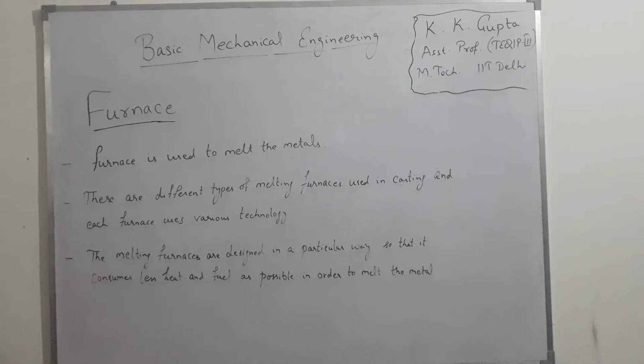Hello dear students, in this session we will study furnace. Furnace is used to melt the metals. As we studied in casting, we pour the molten metal in the pouring basin and to melt that metal we use furnace. There are different types of melting furnaces used in casting and each furnace uses various technology, means different furnace will use different technology.